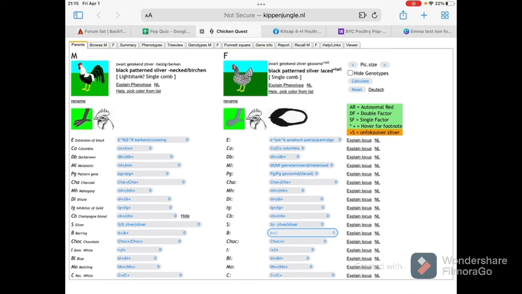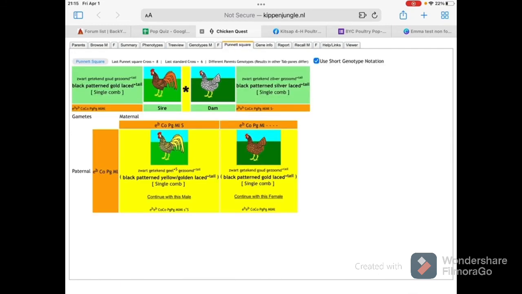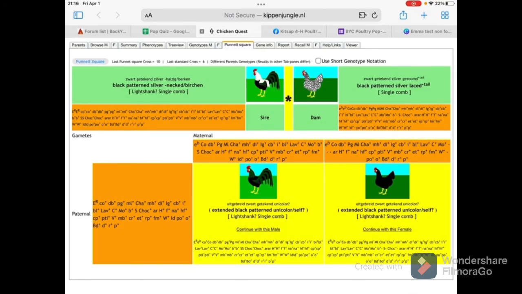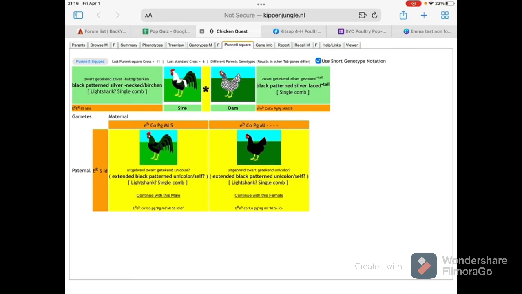And so what we're going to do after we have these birds is go to our Punnett square, and you click the Punnett square button, and it'll bring up a new thing. And I have short genotype notation on, and it basically just means that it only shows me the genes that are actually affecting the bird's pattern. I could have it show the full genotype, and I just click Punnett square again. But that's a lot. And most of those don't affect me because they're all turned off. So I usually just go short genotype because then I can see what I'm working with.